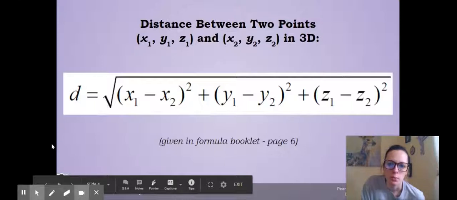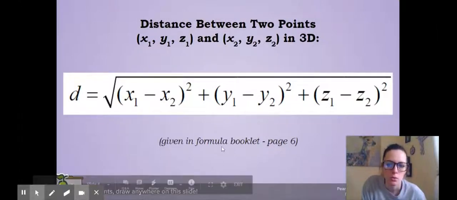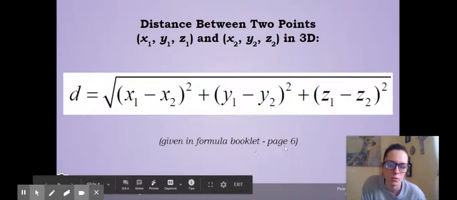So first we have our formula for the distance between 2 points, again in 3 dimensions, and that means that each point has 3 coordinates, the x-coordinate, the y-coordinate, and the z-coordinate. Note that this formula is given to you in the formula booklet on page 6. So let's use it in an example.